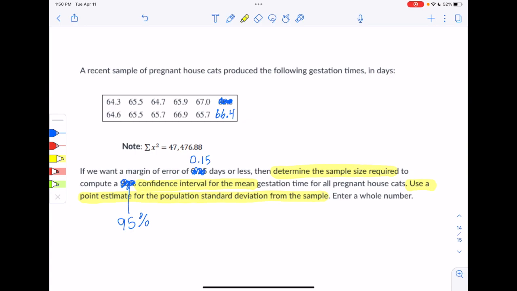So let's go ahead and make a note of that real quick. The point estimate that they're talking about is going to be the sample standard deviation, so that's going to be S. We're going to need to find that, but more importantly, we're going to use that S when we do our computation of the sample size. So let's go ahead and move over to the formula sheet real quick and see which formula is appropriate if we're using the sample standard deviation S.